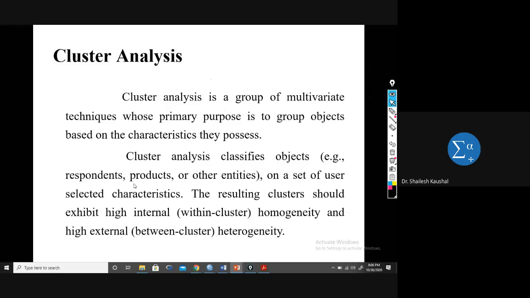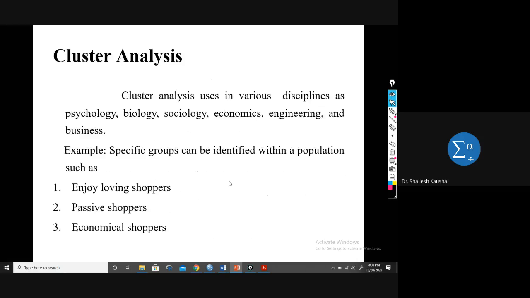Cluster analysis classifies objects like respondents, products, or other entities on a set of user selected characteristics. The resulting clusters should exhibit high internal homogeneity and high external heterogeneity between the clusters.